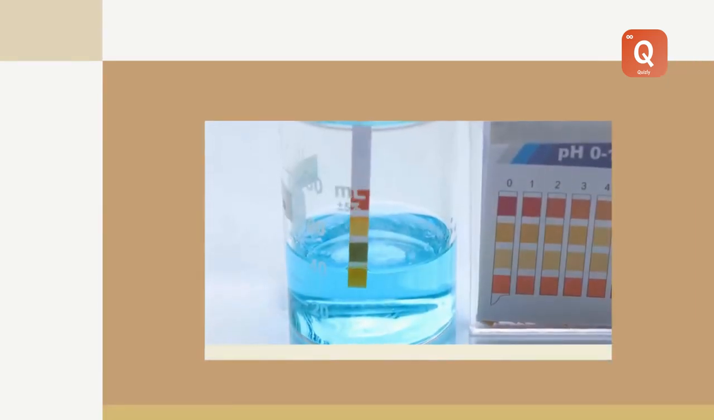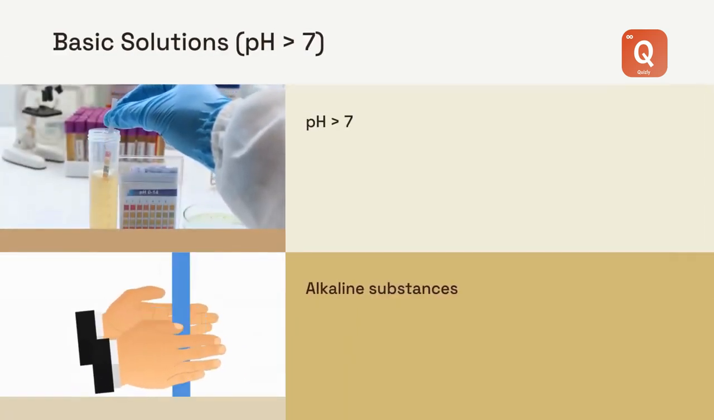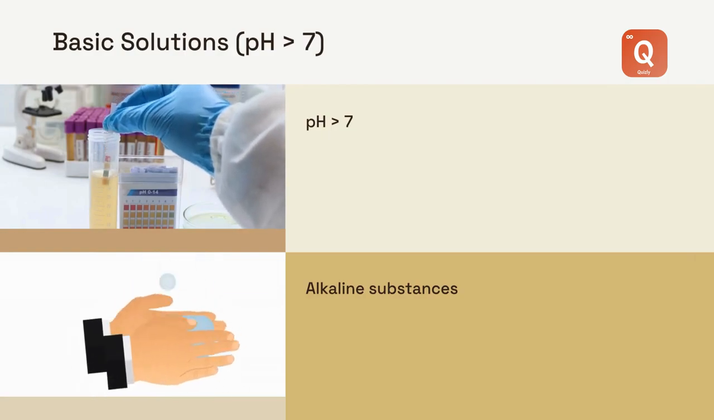Observe the pH scale with its vibrant color transitions. It goes from deep red at the acidic end, through yellow and green in the middle, to deep purple at the basic end. If a substance has a pH less than 7, it means it is acidic. The lower the number, the stronger the acid. Conversely, if a substance has a pH greater than 7, it means it is basic, also known as alkaline. The higher the number, the stronger the base.